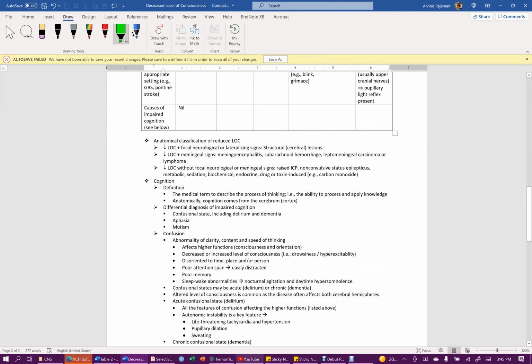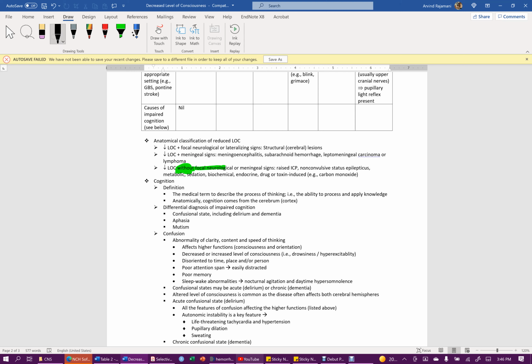Okay, then there is impaired cognition, and we'll talk of some of the causes. The way I think of reduced consciousness initially is an anatomical classification. The first thing I want to know is, if you have a low level of consciousness but focal neurological signs or lateralizing signs, it has to be structural lesions. Then the next thing is, if you have low level of consciousness plus meningeal signs, then you'll have to think of meningoencephalitis, subarachnoid hemorrhage, and cancers, meningeal cancers and so on. If you don't have focal neurological signs or meningeal signs, then unfortunately you have a large number of differentials.